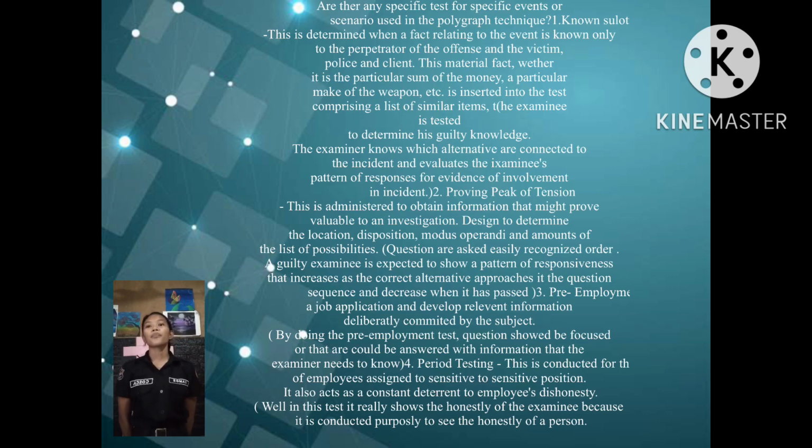Number 4, periodic testing. This is conducted for the purpose of determining the honesty of employees assigned to sensitive positions. It also acts as a constant deterrent to employees' dishonesty. In this test, we will see the honesty or dishonesty of the examinee, the employee or the subject, because it is conducted for the purpose of determining the honesty of the person.